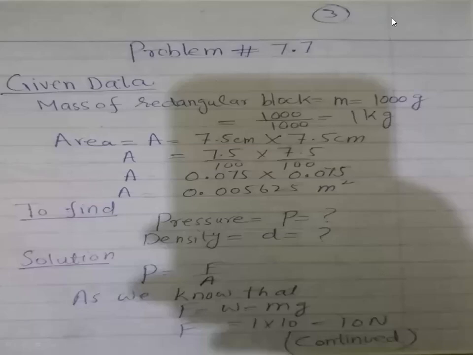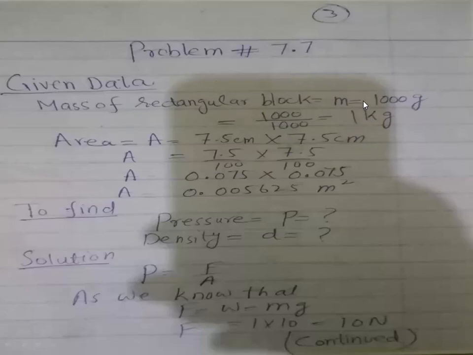Mass of the rectangular block is given to me, which is M. M is 1000 grams. So you know the unit of mass is kilogram. That's why I converted this into kilogram. SI unit of mass is kilogram. 1000 divided by 1000, so 1 kilogram. Mass of the rectangular block is 1 kilogram, which is the SI unit of the mass.